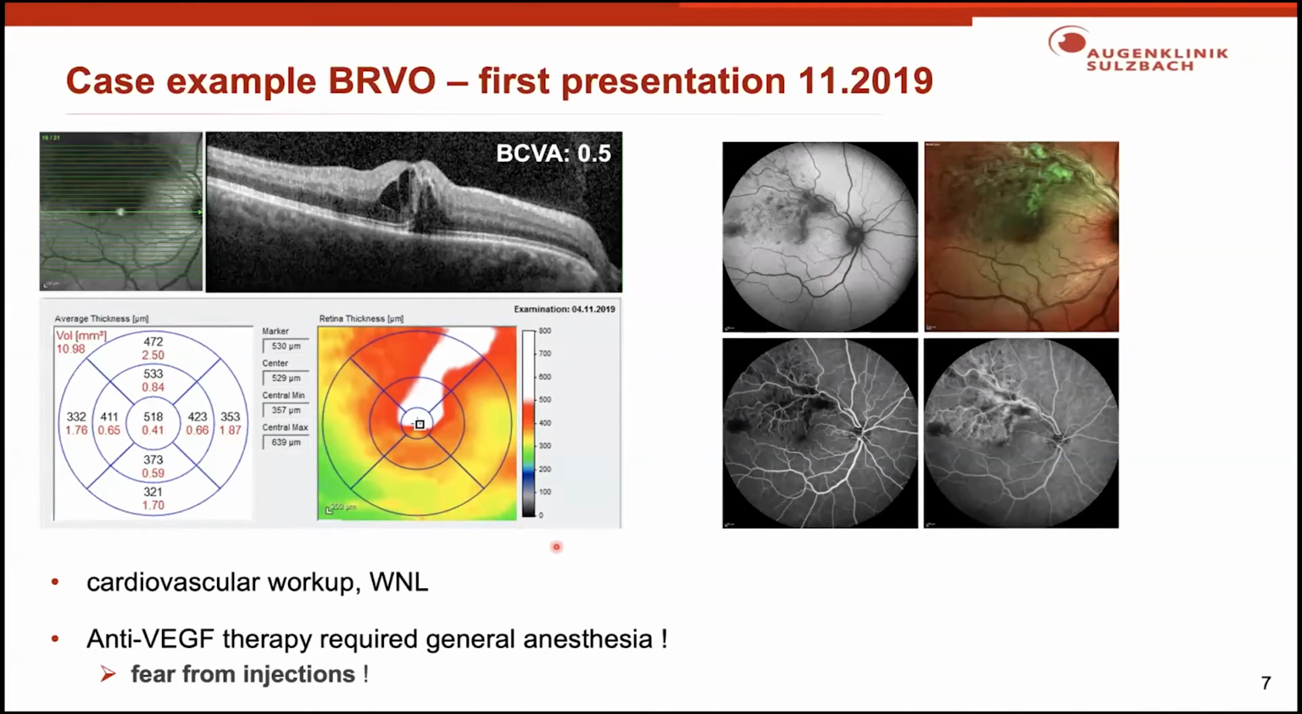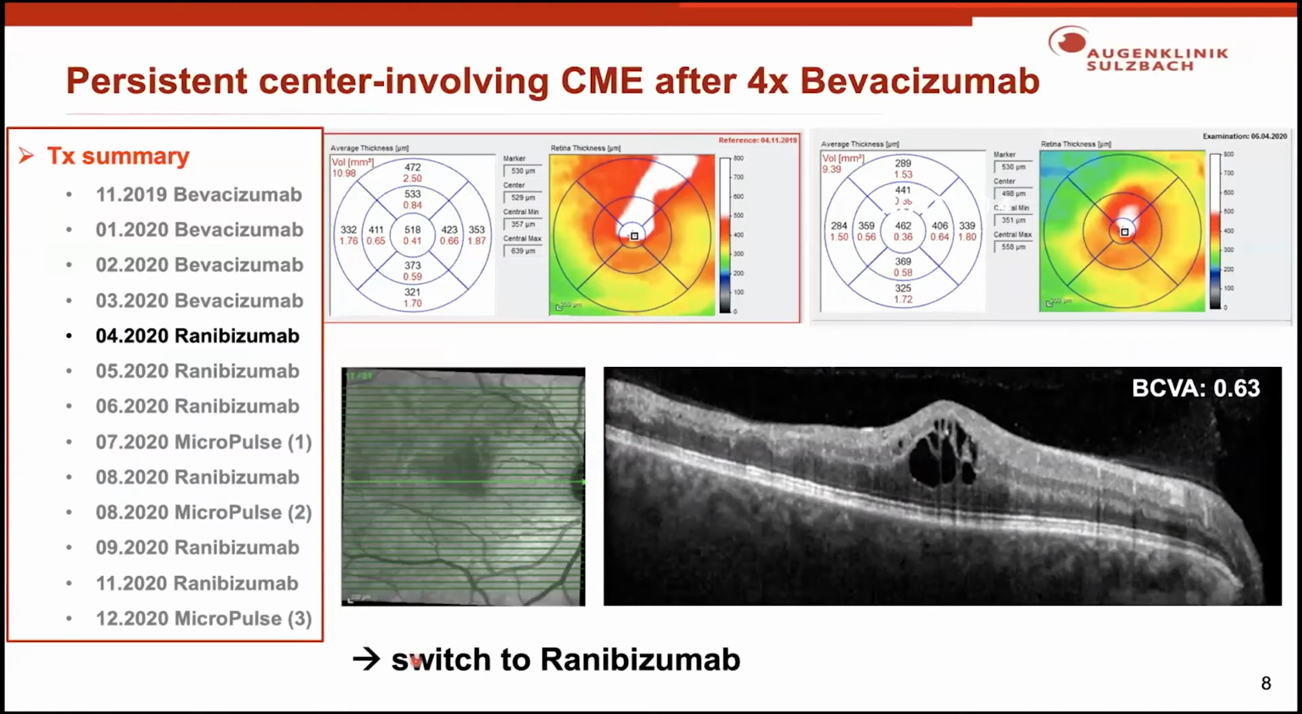And so he had one problem: he had really significant phobias of intravitreal injections. So every time he had to get an intravitreal injection, he required general anesthesia. Four months in, he came back and was still troubled by a center-involving cystoid macular edema.